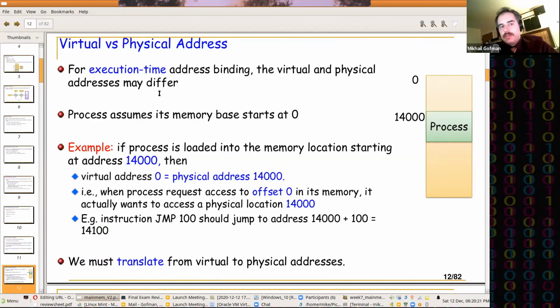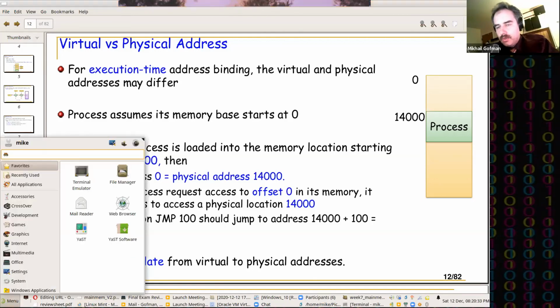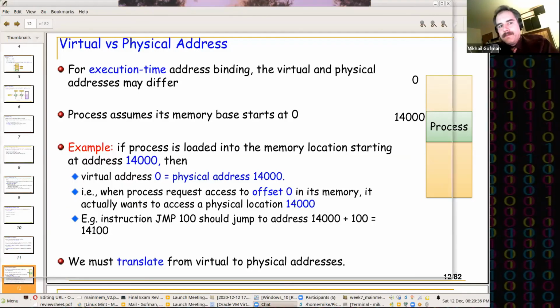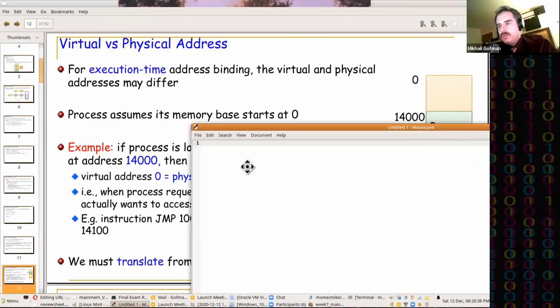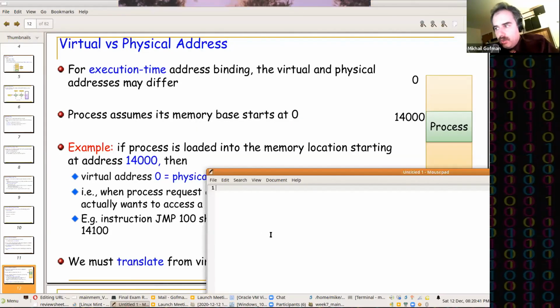So for example, let's say that we have a process, okay? So in load time or compile time binding, the memory locations of every single thing will be known. So the process may have an instruction, jump to address 1000, okay? And it'll jump to the actual address 1000 in the RAM, okay?